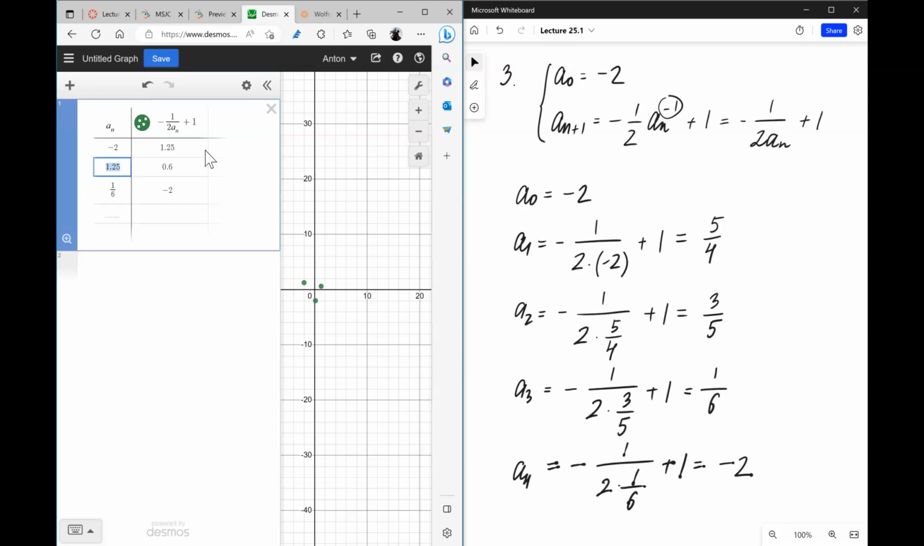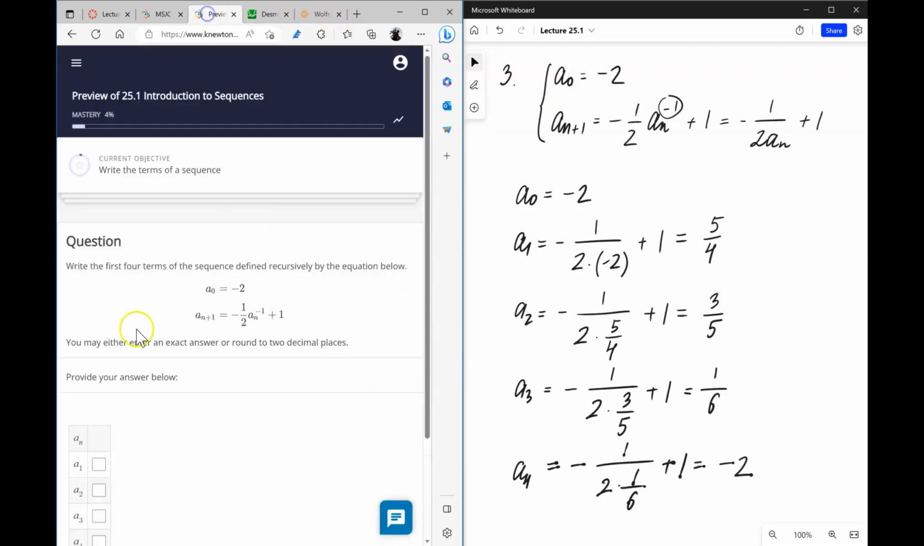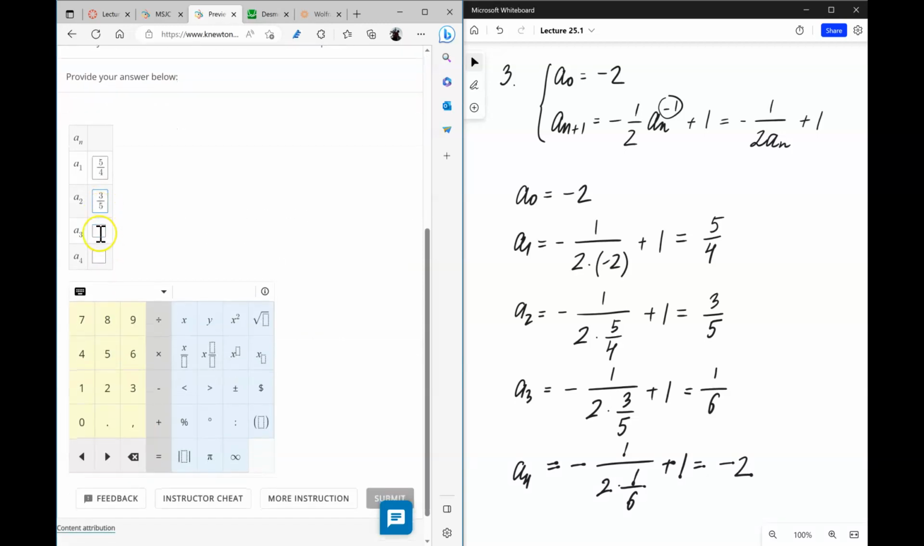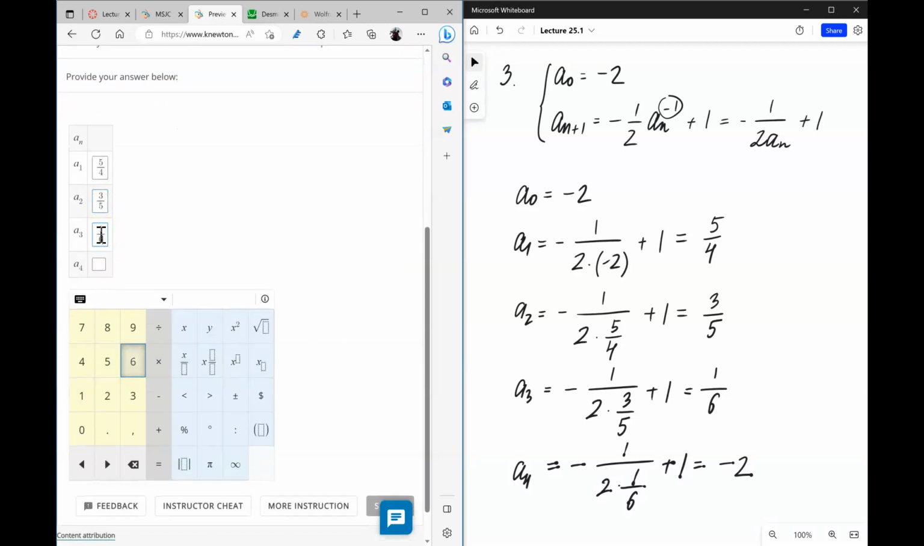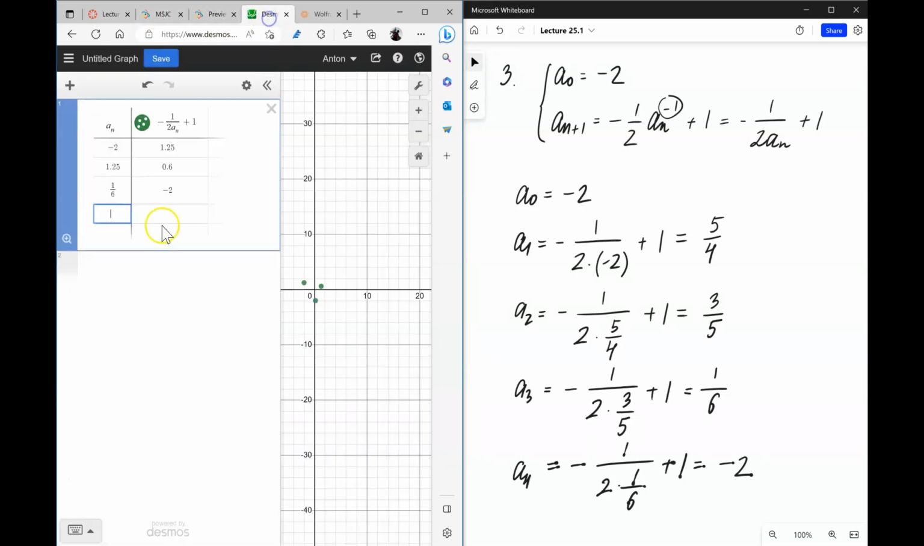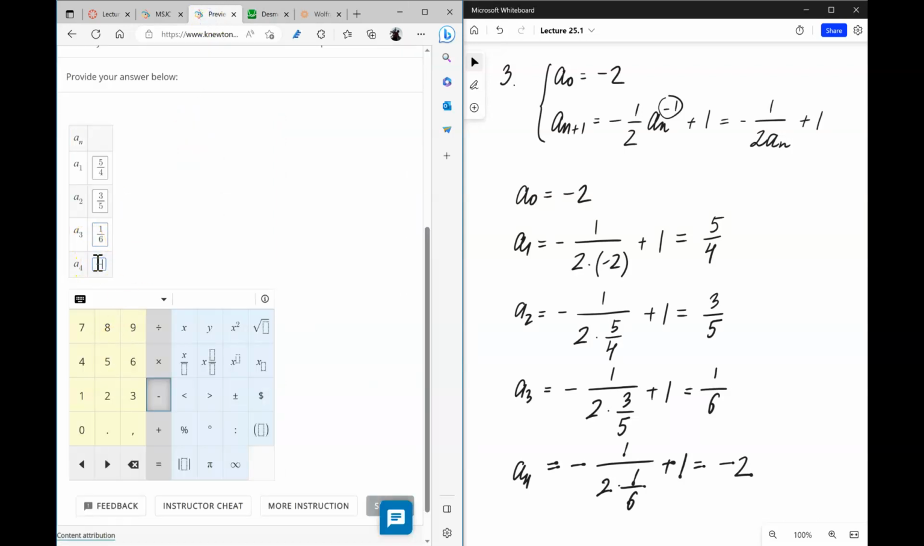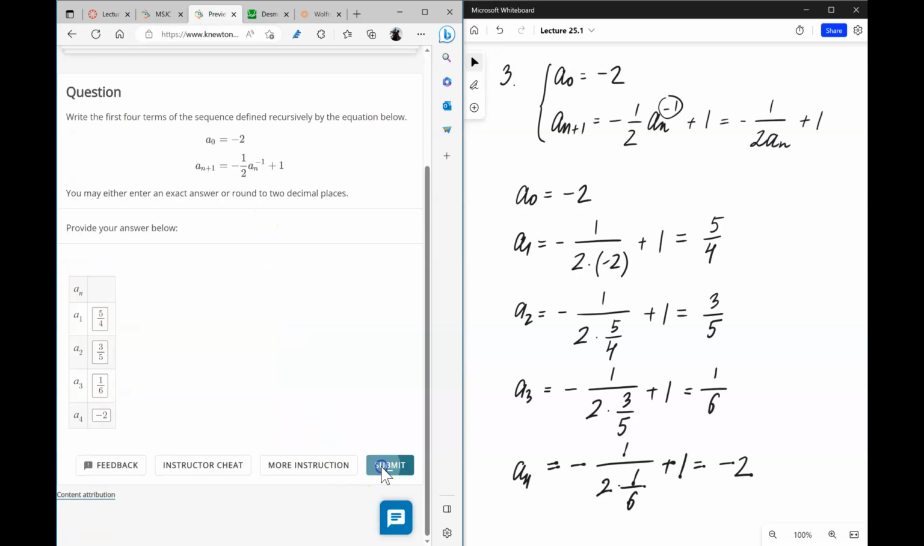I think we pretty much... Did we list all 4 elements? Let's see. So A1 is 5/4, A2 is 3/5, A3 is 1/6. That's the part that I missed. This is 0.6. This is 1/6. And now we put 1/6 in here, we're back to -2, right, there you go. So now it looks consistent.